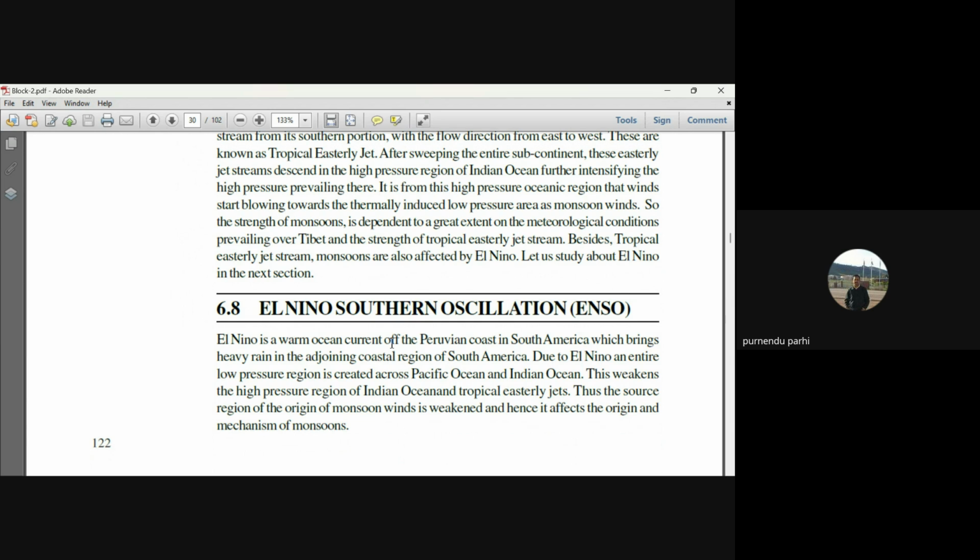Then El Nino Southern Oscillation, that is ENSO. El Nino is a warm ocean current off the Peruvian coast in South America, which brings heavy rain in the adjoining coastal region of South America. Due to El Nino, an entire low pressure region is created across the Pacific Ocean and Indian Ocean. This weakens the high pressure region of the Indian Ocean and the tropical easterly jets. Thus, the source region of the origin of the monsoon wind is weakened, hence it affects the origin and mechanism of monsoon.